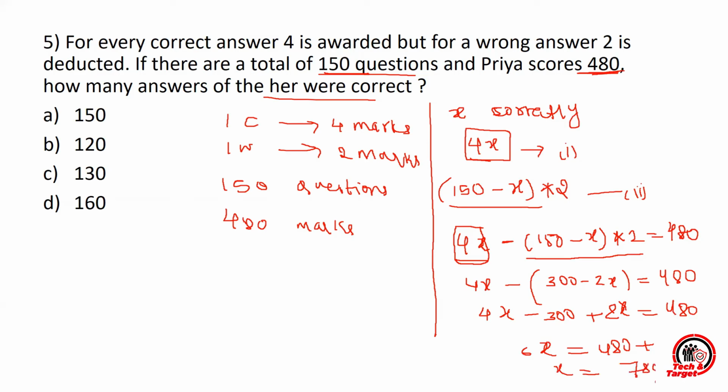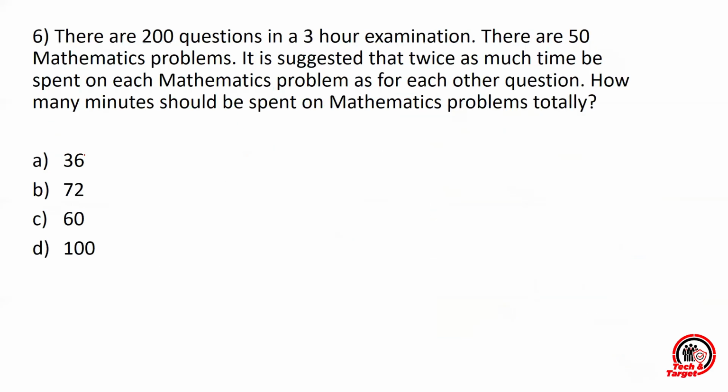So 480 plus 300 will be 780, divided by 6. So this is nothing but 6 1s are 6, 6 3s are 18, and 0. So the value of x will be 130. That's the solution to this question. So 130 questions were solved correctly. So option C is the right one here. We'll move to the next question now.